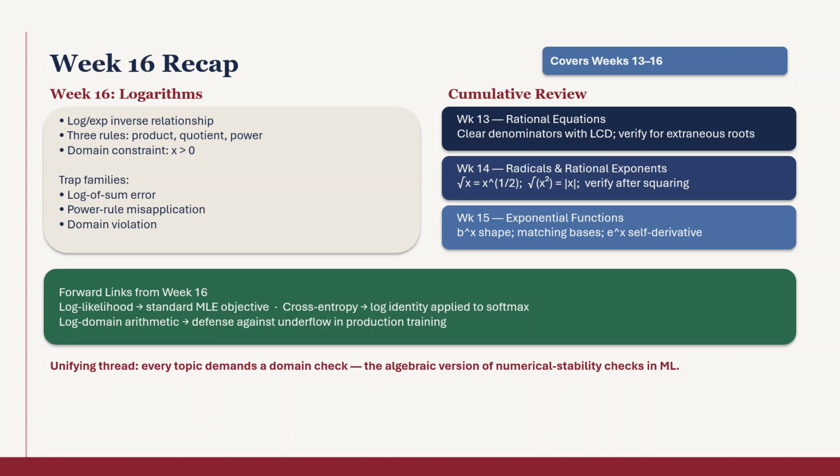Cumulative review. Week 13 was rational equations. Clear denominators by multiplying by the least common denominator, then verify each candidate against the original domain to eliminate extraneous roots. Week 14 was radicals and rational exponents. The dual notation, the nth root of x equals x to the 1 over n. The identity, the square root of x squared equals the absolute value of x, and the requirement to verify after squaring, because squaring is many to 1.